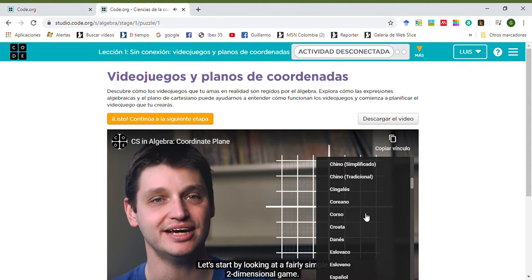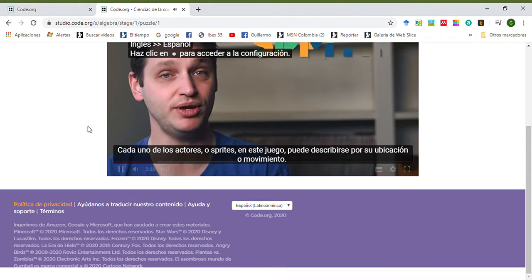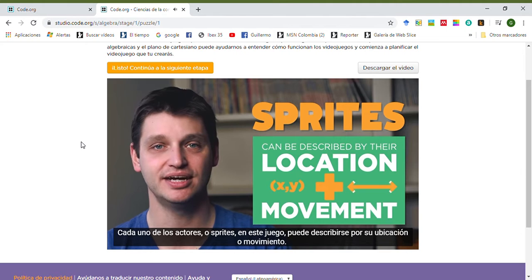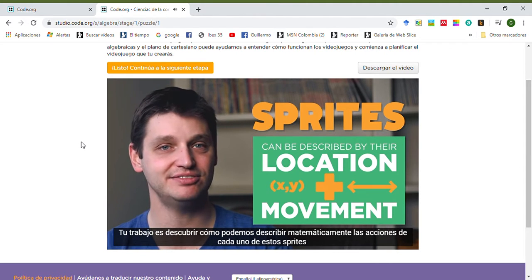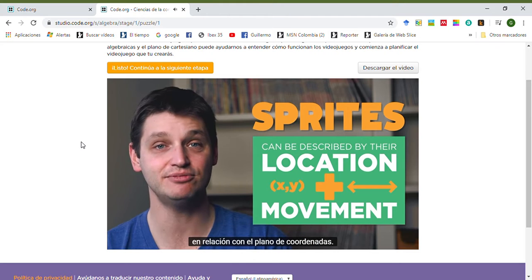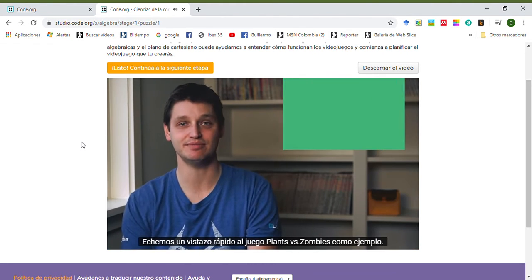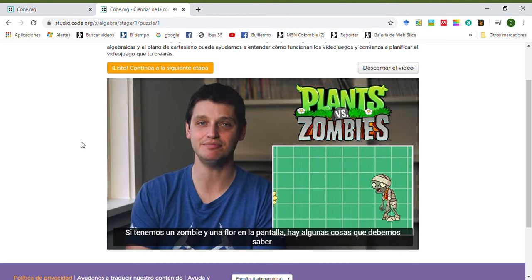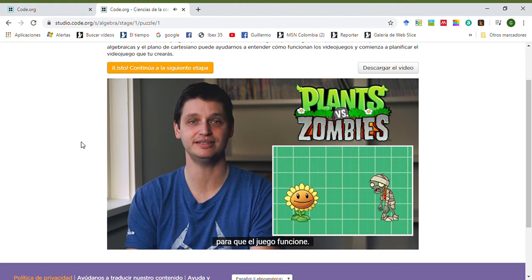Let's start by looking at a fairly simple two-dimensional game. Each of the actors, or sprites, in this game can be described by their location and movement on the screen. Your job is to figure out how we can describe the actions of each of these sprites mathematically in relation to the coordinate plane. Let's take a quick look at the game Plants vs. Zombies as an example. If we have a zombie and a flower on the screen, there are a few things we need to know about them in order to make the game work.